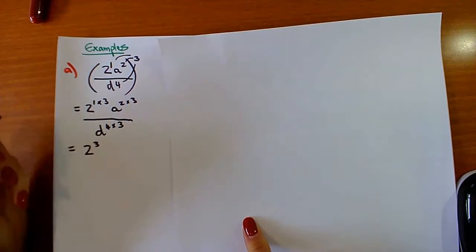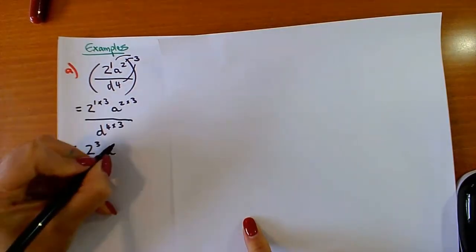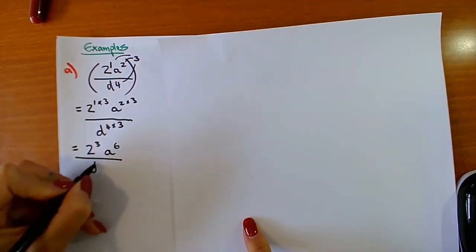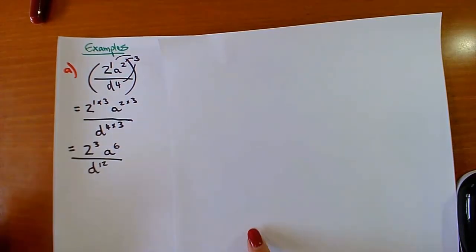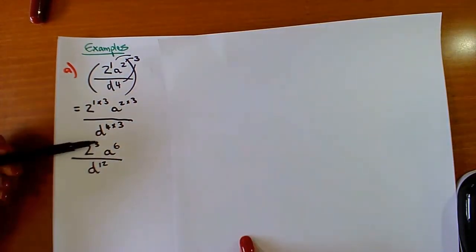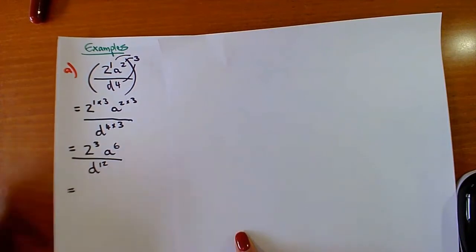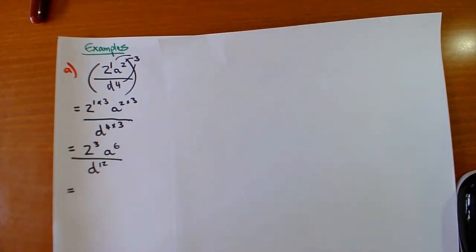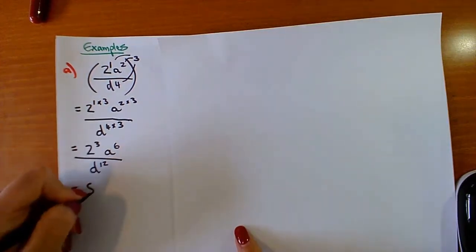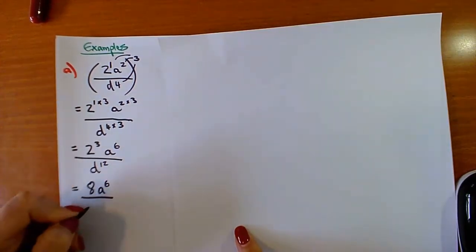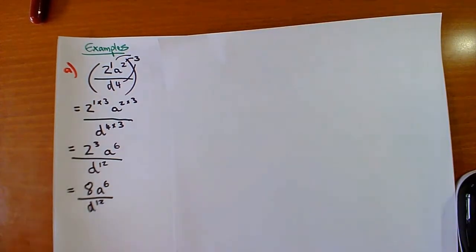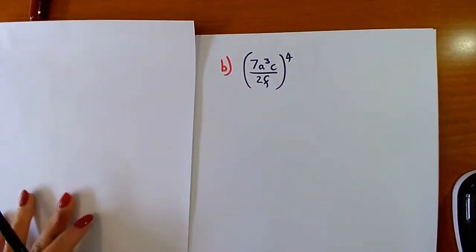So 2 to the power of 3, a to the power of 6 over d to the power of 12. Of course, then if it's low enough and you can calculate it, you go ahead and do that. So 2 to the power of 3, 2 times 2 times 2, is 8, a to the power of 6, d to the power of 12. If you can go ahead and simplify it again as per law 2, then go ahead and do that. Okay, let's have a look at B.